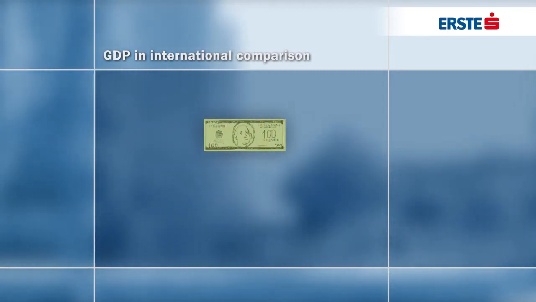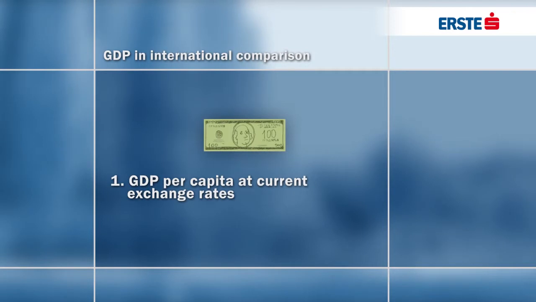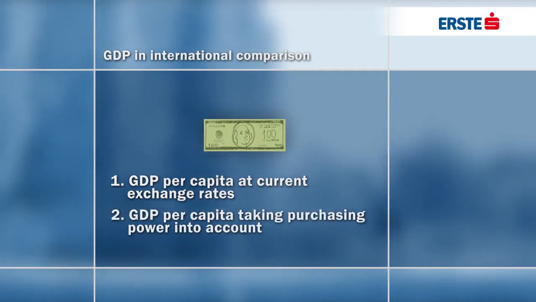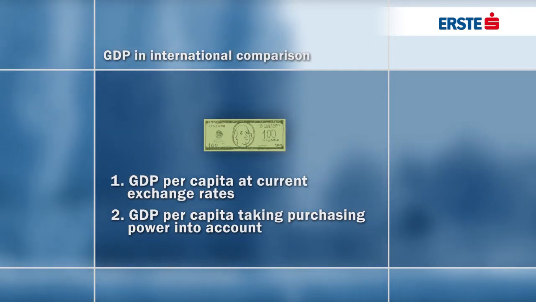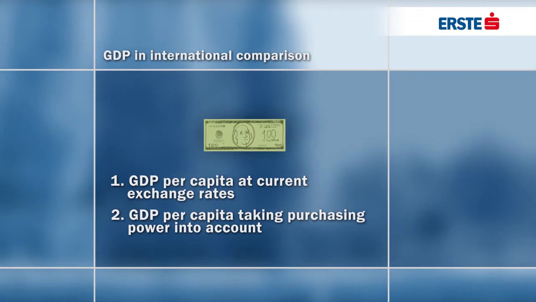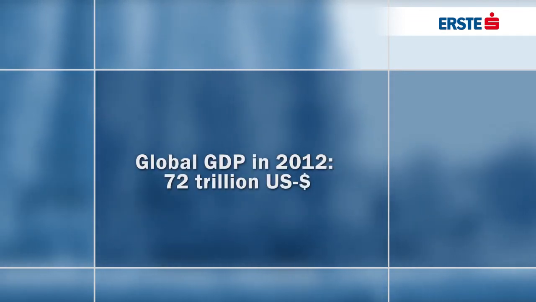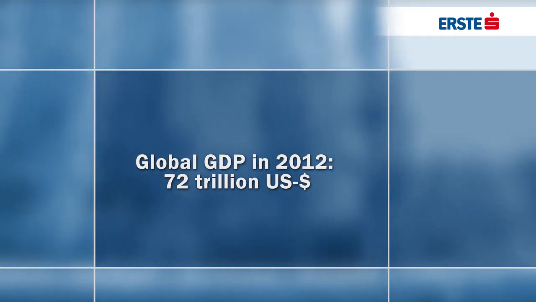However, a difference is made with respect to what I can buy for the respective GDP per capita. For this reason, international comparisons distinguish between A, GDP per capita at current exchange rates, and B, GDP per capita that takes purchasing power into account. The latter is necessary because with $100 we can buy a lot more in Africa than in the US or in Europe. Global GDP was around $72 trillion in 2012.